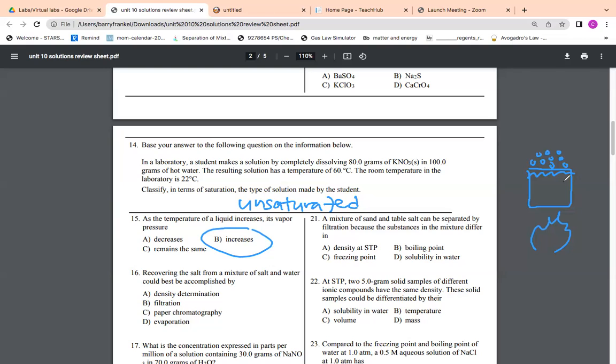Number 16, recovering the salt from a mixture of salt and water could best be accomplished by, this is evaporation, also known as crystallization. So if you have a solid dissolved in a liquid, the best way to separate them is to just boil it or just evaporate all of the liquid off, and then you're left with the crystals at the bottom, which is why it's also sometimes called crystallization. Okay.